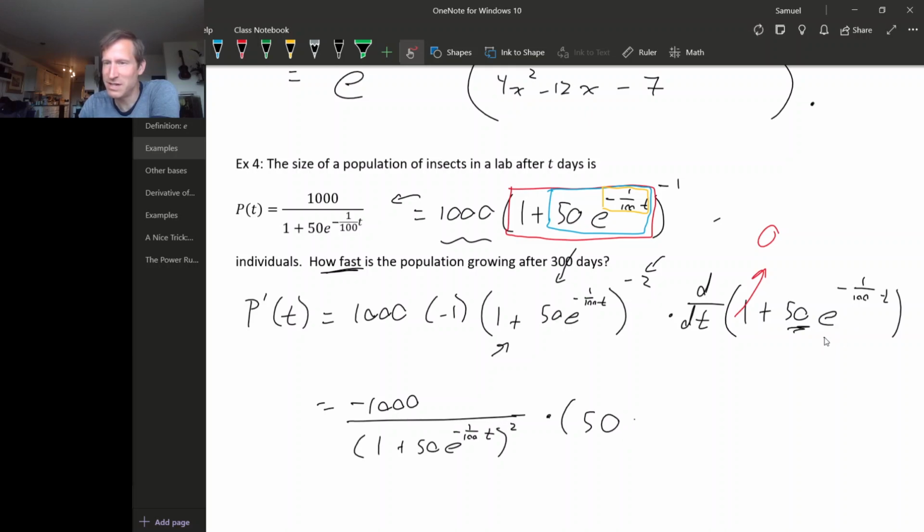And then now we need to take the derivative of this exponential, e to the minus 1 over 100 t. But that's a job for the chain rule because there's an inside and an outside. The outside is the exponential part. So derivative of e to the something is e to the something, right? e to the minus 1 over 100t times the derivative of the stuff inside. And the derivative of minus 1 over 100t is minus 1 over 100.